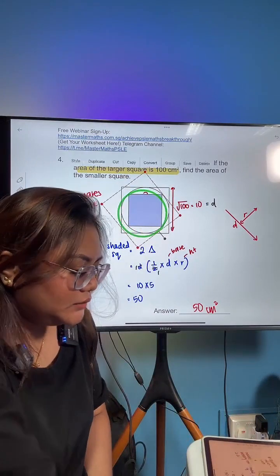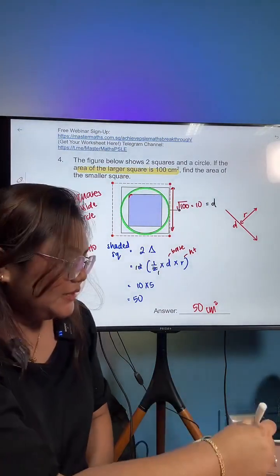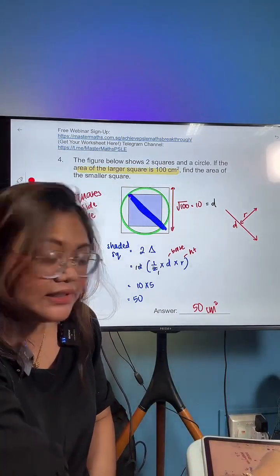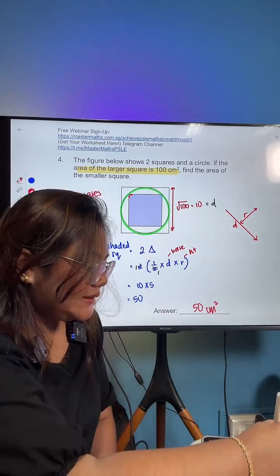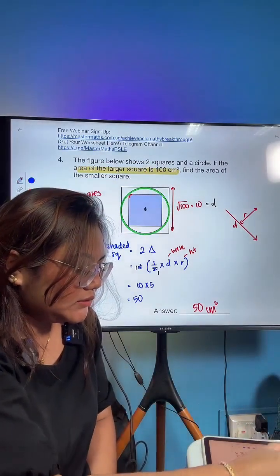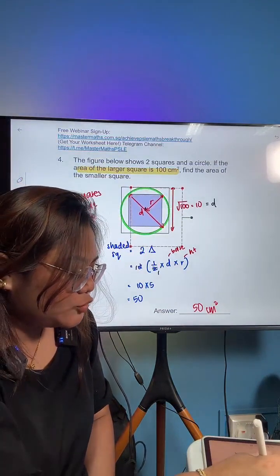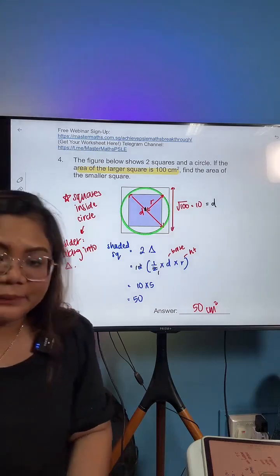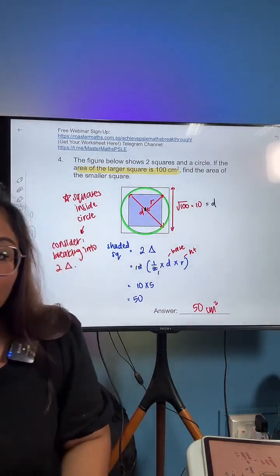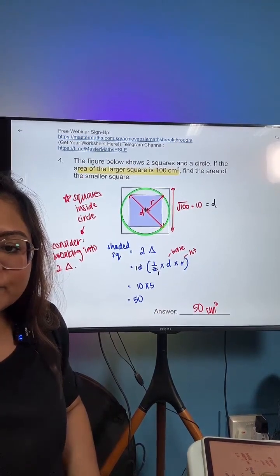Because it is a diameter. Okay? So if this is a diameter, that means this part must be the radius, because my center is right over here. Okay, that's my center. So I can break it down into 2 triangles and then take half times diameter times radius and then multiply that by 2, okay? Alright guys, all good?